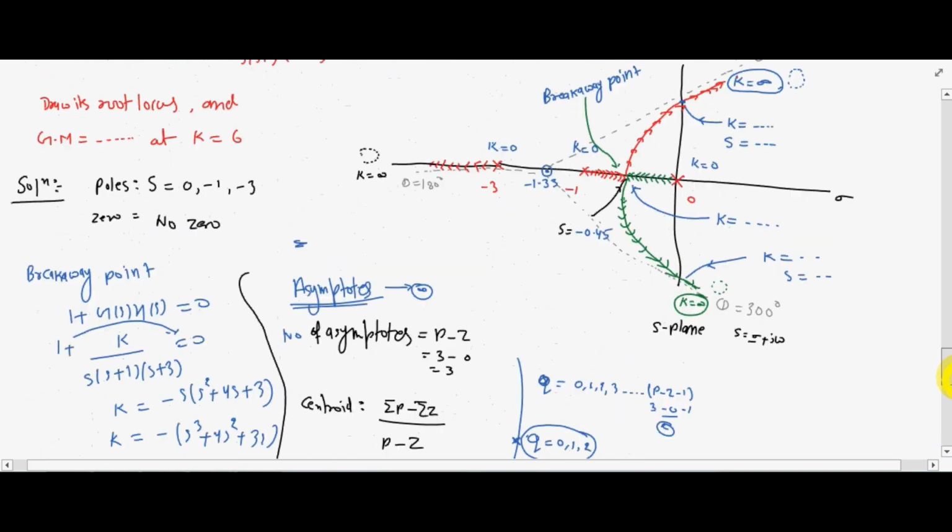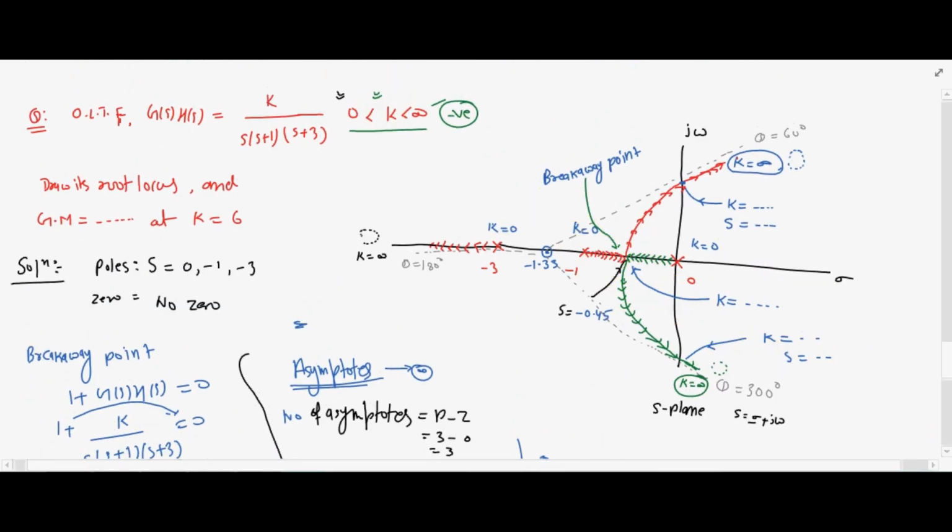Means at this point the value of DC gain is 0.63. Clear? This is the approximate value. Now we have to calculate what the value of k is at this point.